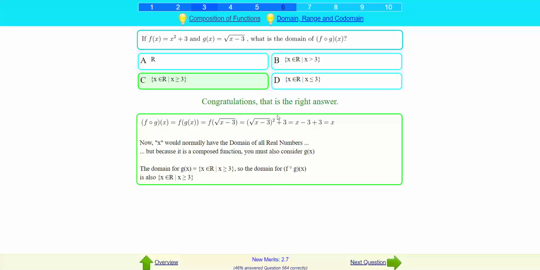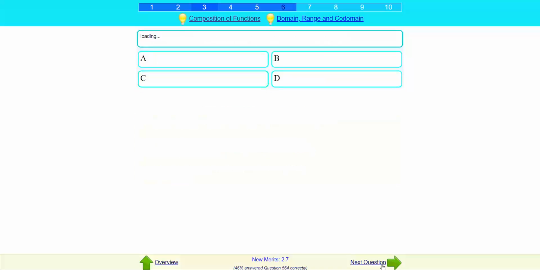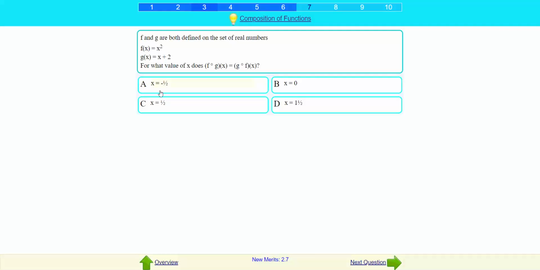So x minus 3 plus 3 equals x, because you basically apply the composition. Now, x would normally have the domain of all real numbers. But because it's a composed function, you must also consider g of x. So the domain for g of x is all the numbers greater than or equal to 3. That's the only restriction, as you eliminate the negatives under the square root.